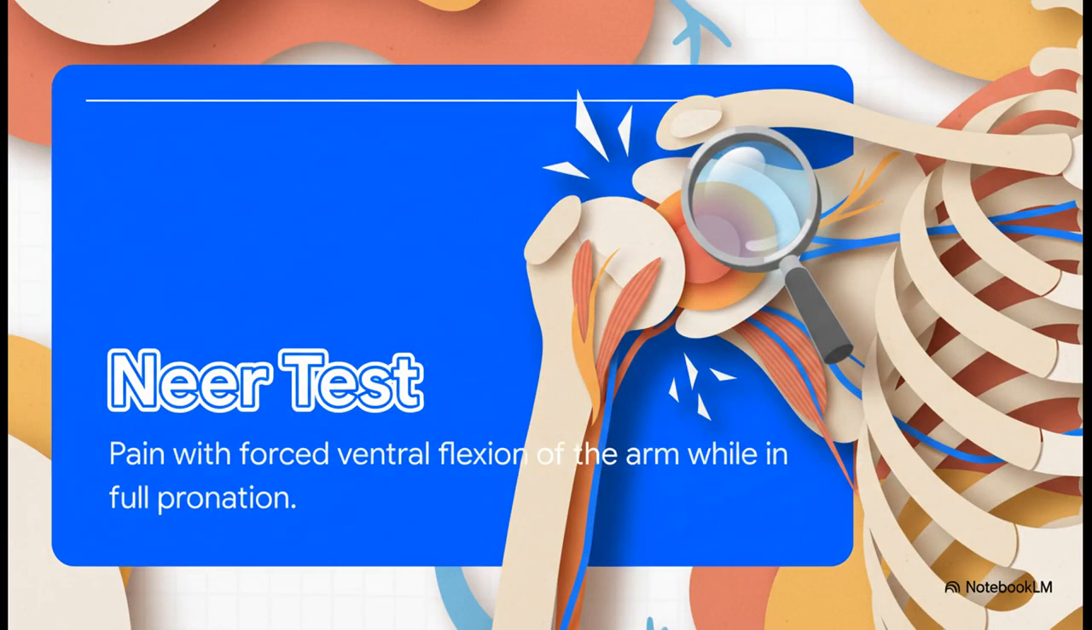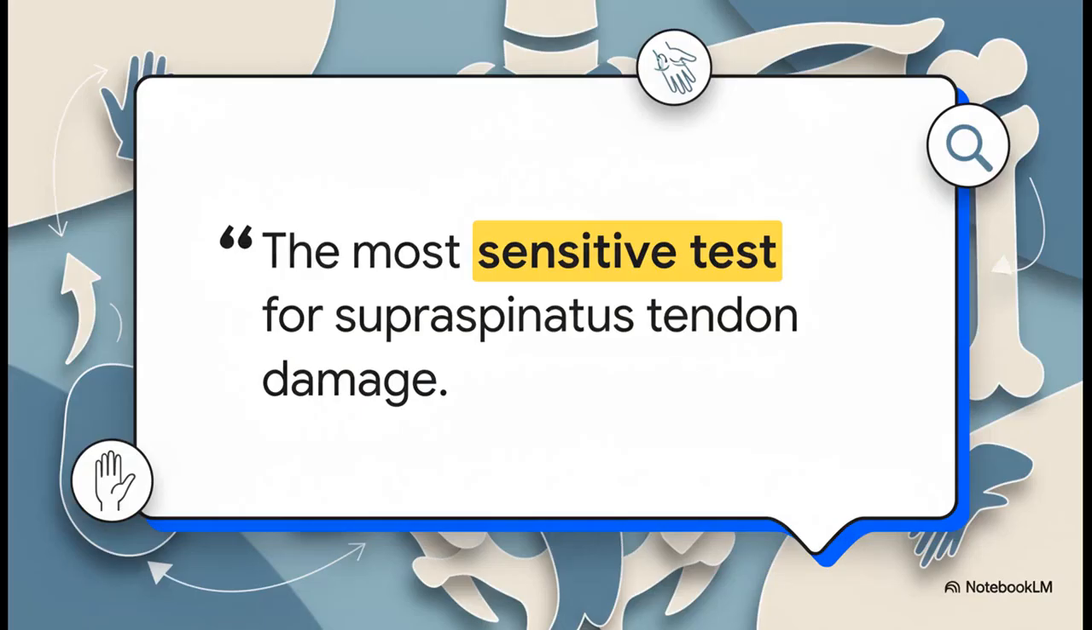Okay, next up is the Neer test. Now, this one is what we call a provocative maneuver. What we're doing is passively forcing the arm into forward flexion while it's fully pronated or internally rotated. Basically, we're mechanically jamming the greater tuberosity right into the front part of the acromion. If that supraspinatus tendon or the bursa is inflamed, this is going to light it up. And it's exactly because of those mechanics that the Neer test is considered the most sensitive clinical test we have for supraspinatus issues. So if you get a positive Neer test, your suspicion for impingement should shoot way up.